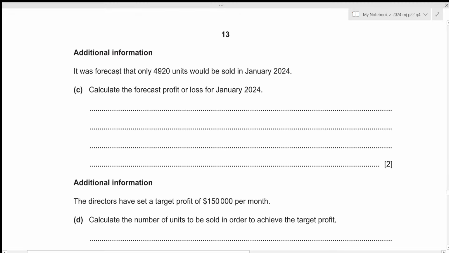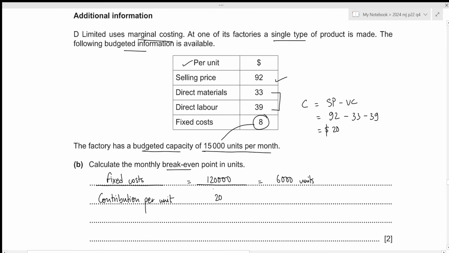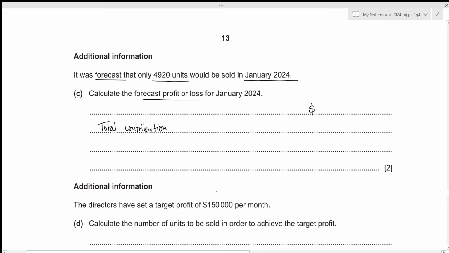We have been given the additional information that it was forecast only 4,920 units would be sold in January 2024. We now need to calculate the forecast profit or loss for January 2024. Since we are talking about marginal costing, we can start with the total contribution. In the previous part, we've already calculated the contribution per unit to be 20. And in this case, we know that we have a total of 4,920 units. So the total contribution will be 4,920 times 20, which results in the value of 98,400.